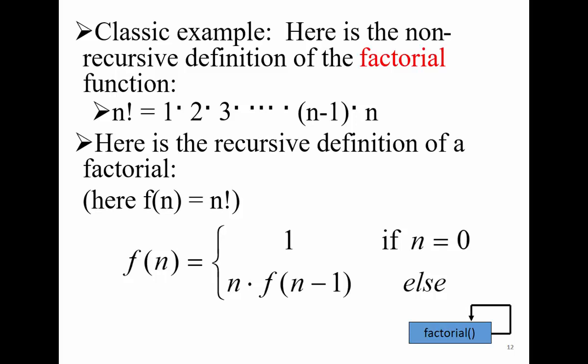F of n is equal to 1 if n is equal to 0. But if n is not equal to 0, it is equal to n times, again, f of n minus 1. So the function here is defined in terms of itself. So this is the recursive definition. If n is equal to 0, I know the answer immediately. It's equal to 1. If n is not equal to 0, I have to do the recursive call. Every time, I take n and multiply by f of n minus 1 until I reach n equal to 0. If I reach n equal to 0, I know the answer immediately.